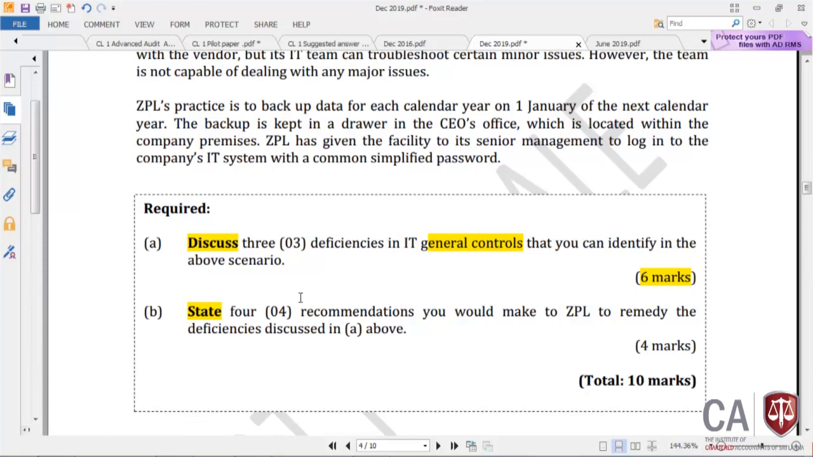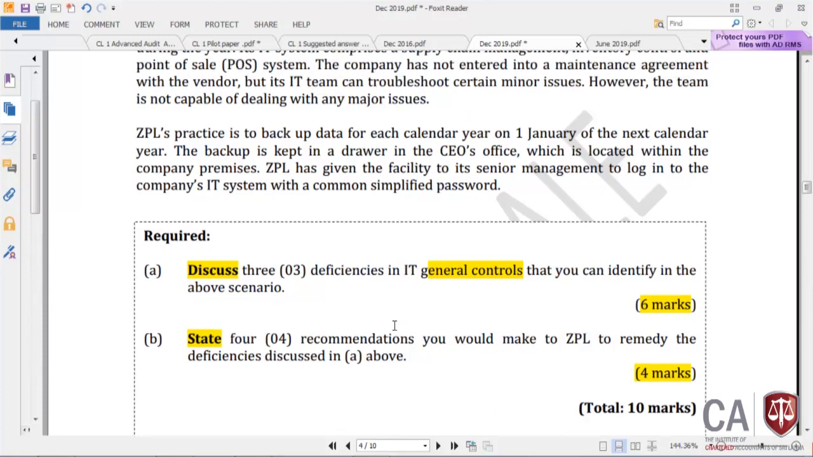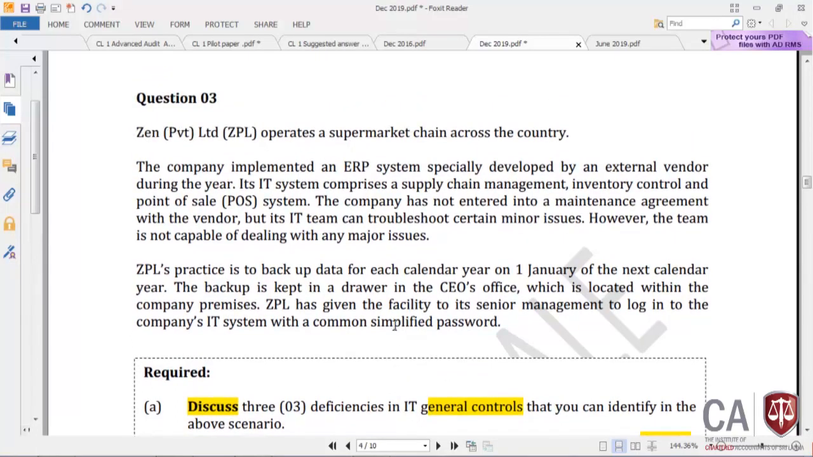State 4 recommendations that you would make to ZPL to remedy the deficiencies in part A above, and it is 4 marks. So take a highlighter at the examination. Please highlight on the examination paper itself, then it will further highlight your mind. So this is the number of marks and this is the action verb. Discuss is the action verb. For 6 marks, elaboration is required. State is the action verb. You need to quickly write the recommendation. So quickly we will read the question.